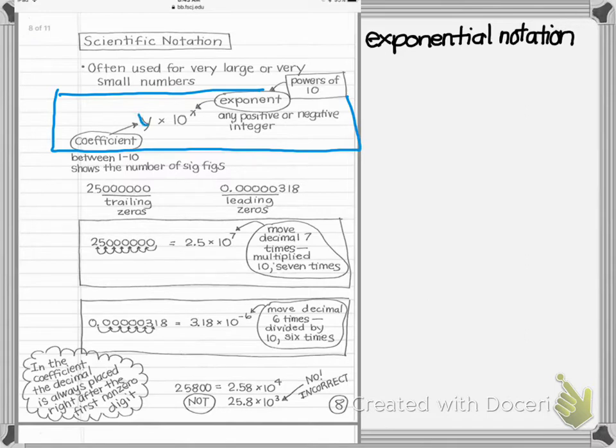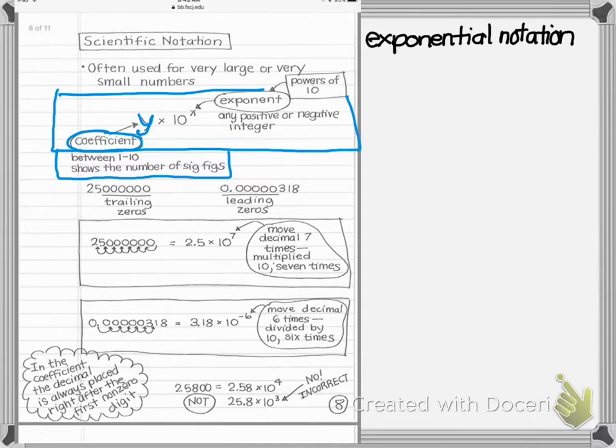So you're going to have a number at the front, and this is called your coefficient. There are a couple of things about the coefficient. The coefficient has to be between 1 and 10. Really, it's 1 to 9. It's never a 10, so it's less than 10. And when we talked about significant figures in the previous video, the number of digits in your coefficient is equal to the number of significant figures.